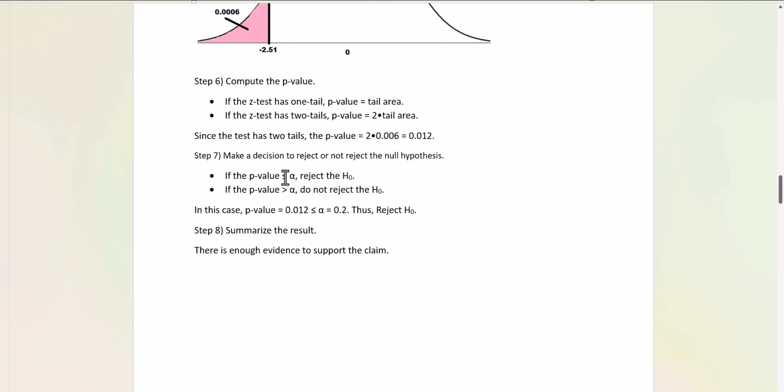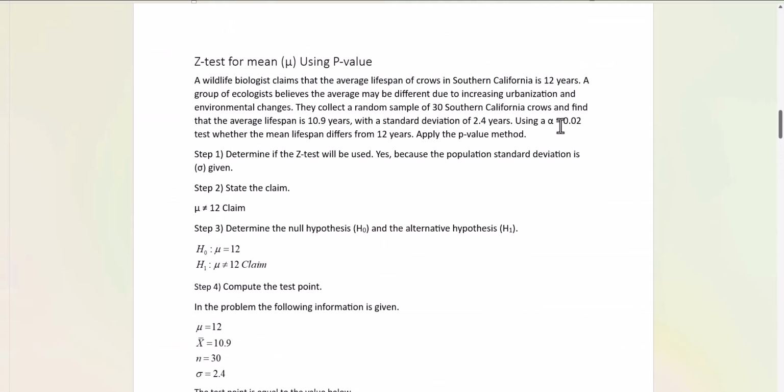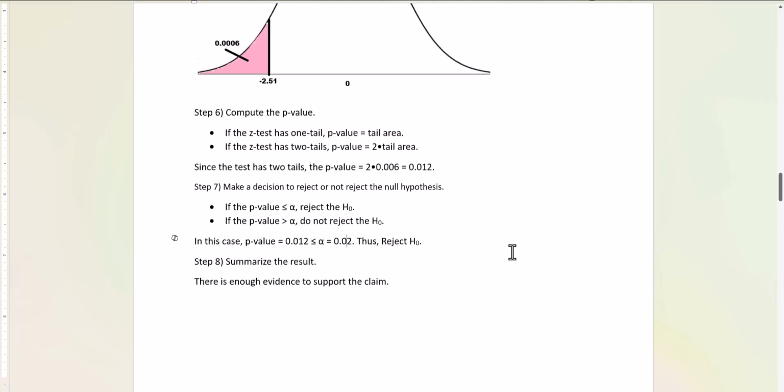Once we have our p-value, we make our decision. If the p-value is less than or equal to alpha, reject H naught. If the p-value is greater than alpha, do not reject H naught. Well, the p-value is 0.012. Alpha is, I believe, 0.02. Let's double check. Yes, and the p-value is less than alpha. We reject H naught. Thus, there is enough evidence to support the claim because the claim is H sub 1.